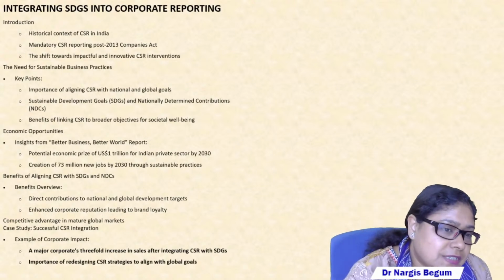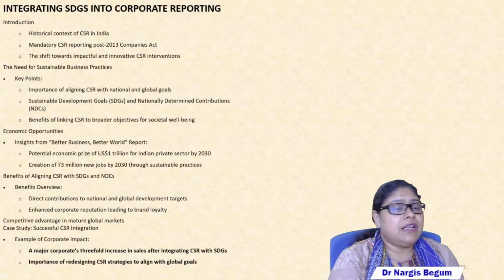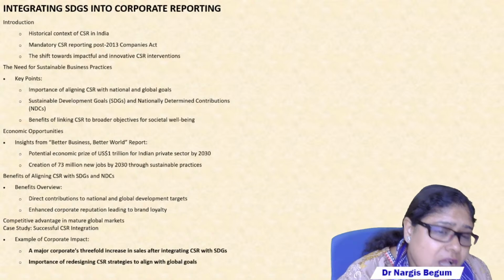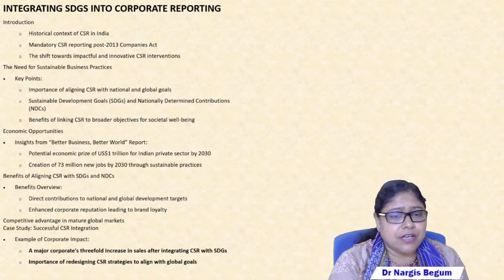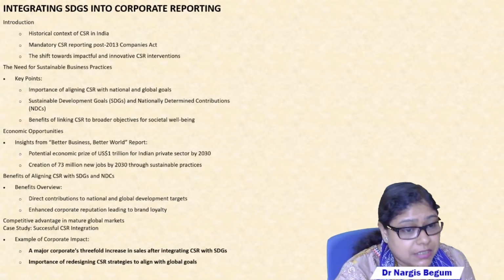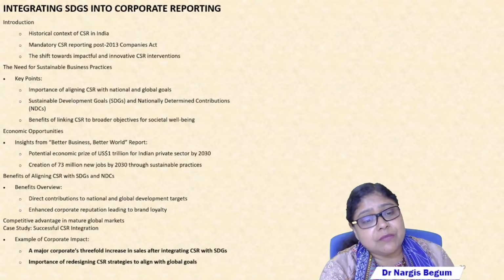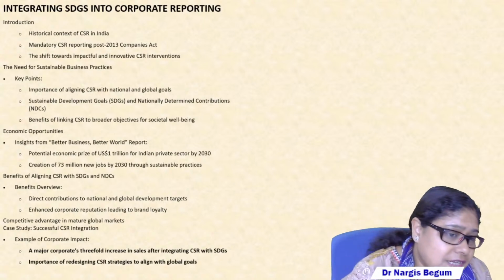Next we need to discuss the economic opportunities, that is the insights from the Better Business, Better World report, wherein the potential economic prize is $1 trillion for the Indian private sector by 2030. There will be creation of 73 million new jobs by 2030 through sustainable practices.